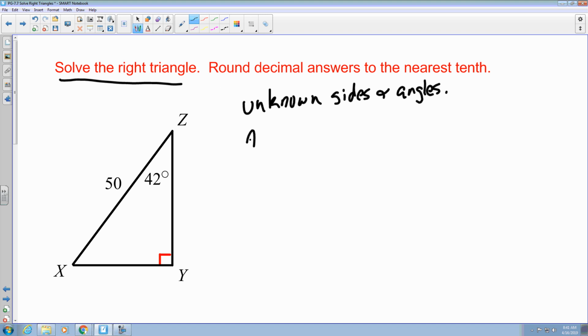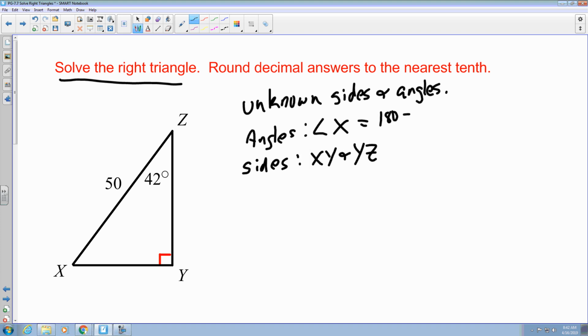If we look at angles, the only one we don't know is angle X. And if we look at sides, the ones that we don't know are XY and YZ. So in order for us to solve the right triangle, we must find those unknowns. Let's look at angle X first. Angle X is relatively straightforward because all we have to do is take 180 subtracted by 90 and then subtracted by 42. So angle X is going to equal 48 degrees. Oh, I'm sorry, 48 degrees, my bad.